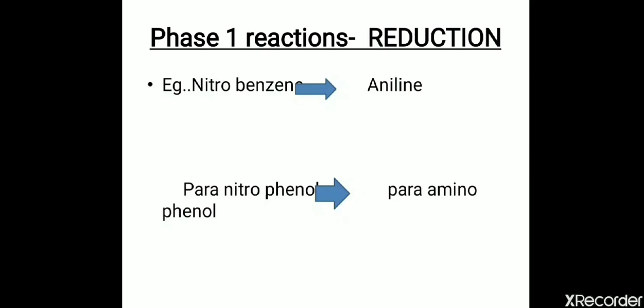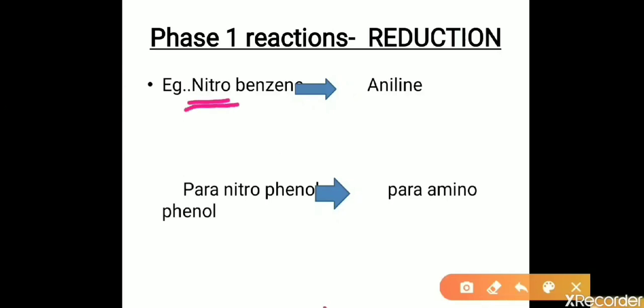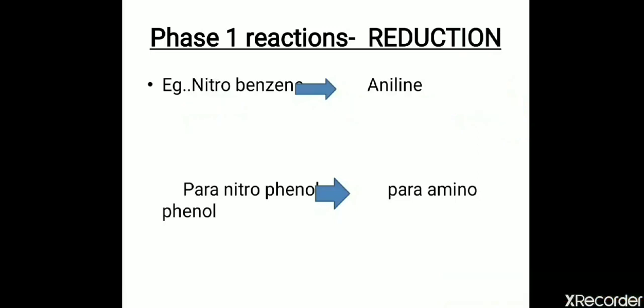Coming to the next reaction in phase 1 metabolism, that is reduction reaction. And reduction reaction is important for compounds containing nitro group. So the best example is conversion of nitrobenzene. On reduction, this nitro group is converted into NH2. So nitrobenzene is converted into aniline. So reduction reaction is important for chemical compounds containing NO2 group.